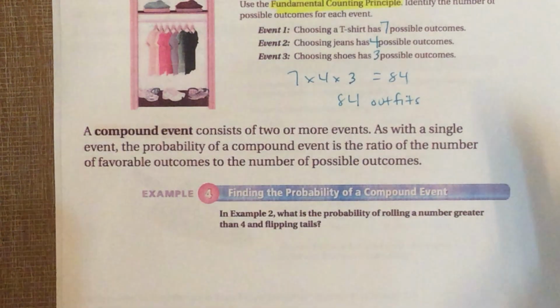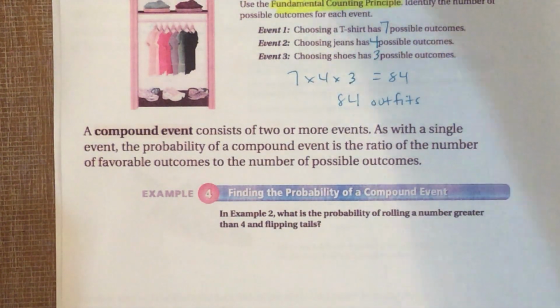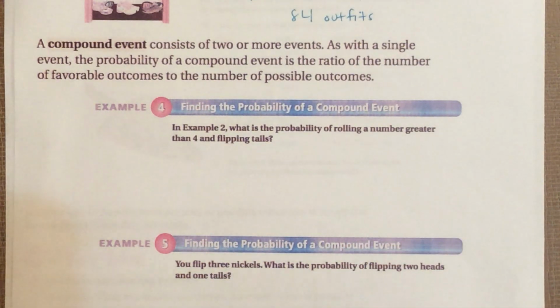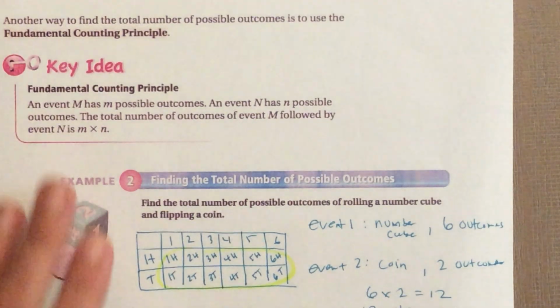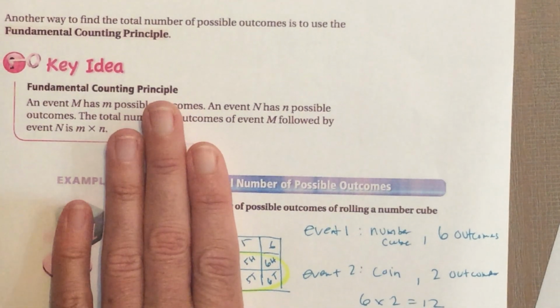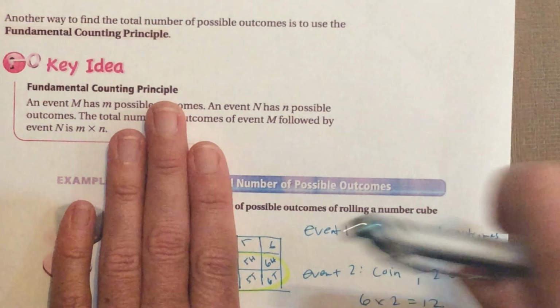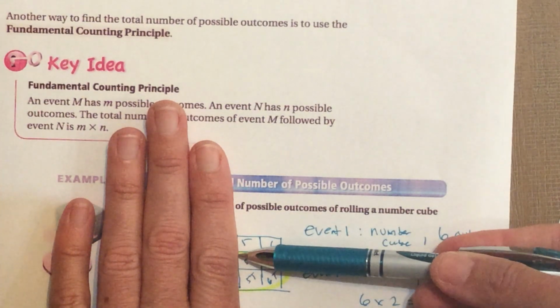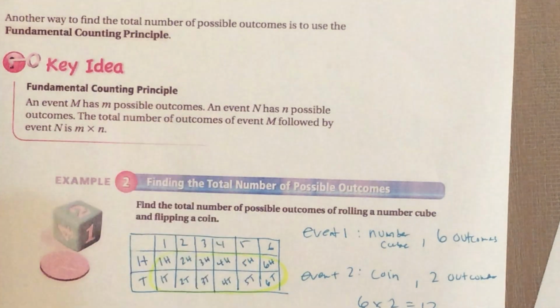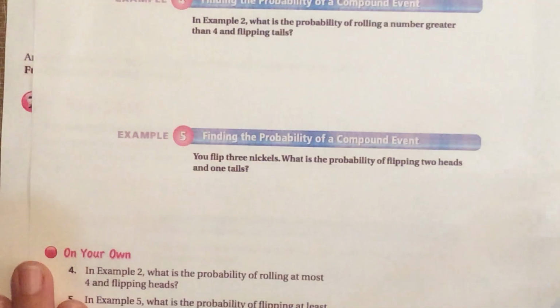So if we want to look at example 4, here, it references example 2, so we might have to go back to that. In example 2, what's the probability of rolling a number greater than 4 and flipping tails? If we go back to our chart here, greater than 4 would get me here, 5 or 6, and then flipping tails would eliminate these 2. So how many options are there? There are 2 options.